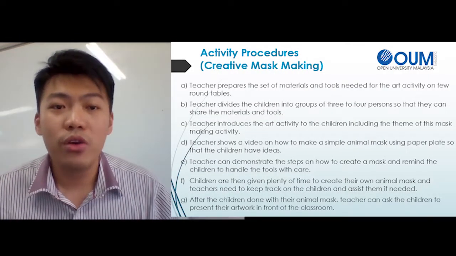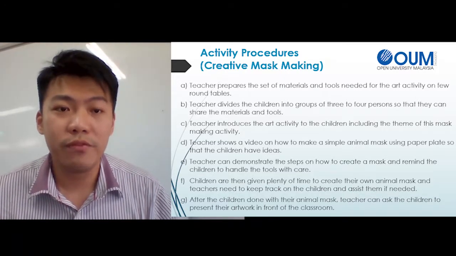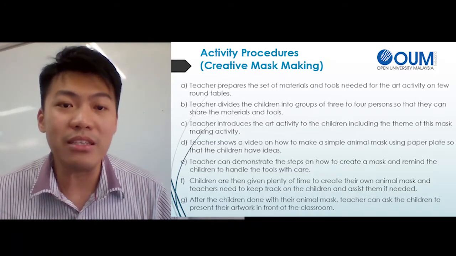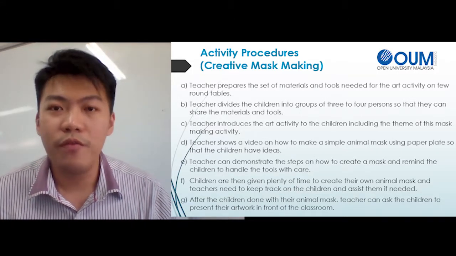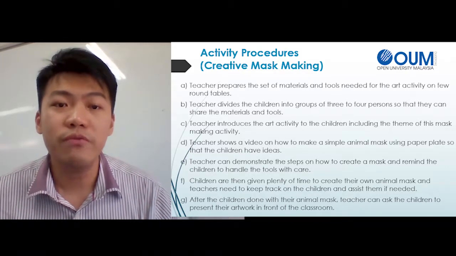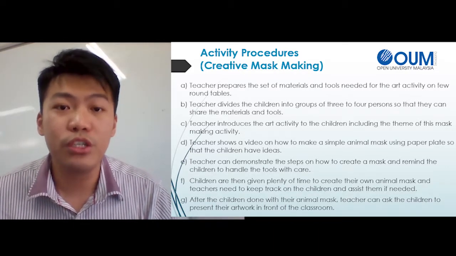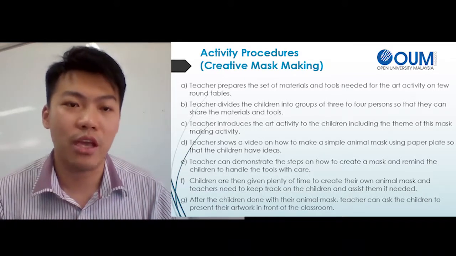Next, how we are going to carry out this activity. So the activity procedure includes the first step. Teachers need to prepare the set of materials and tools needed for the art activity on a few round tables so that they can share. And then the teachers need to divide the children into groups of 3 to 4 persons so that they can sit together and share the materials and tools.